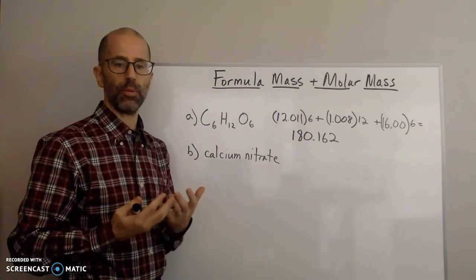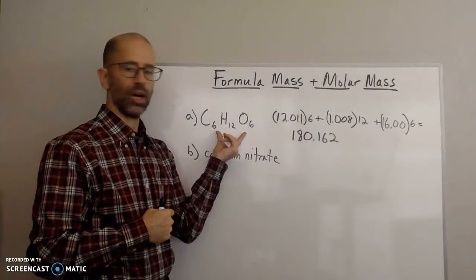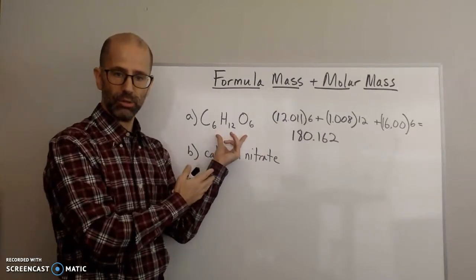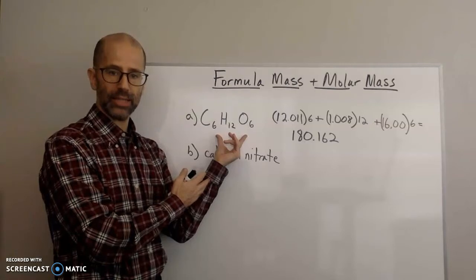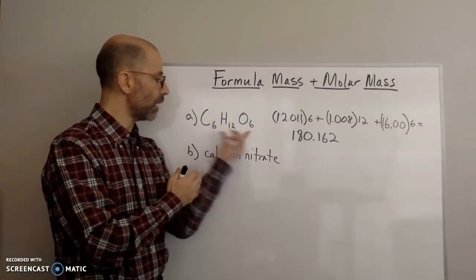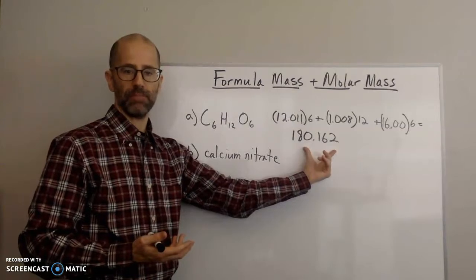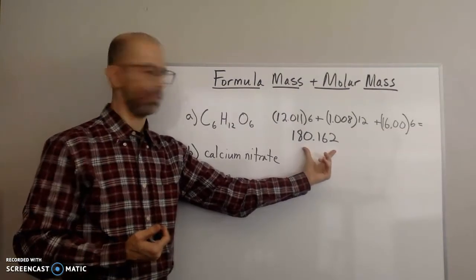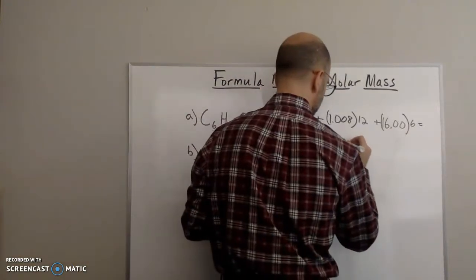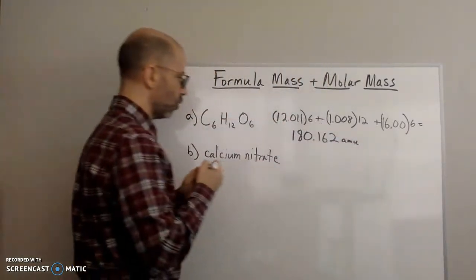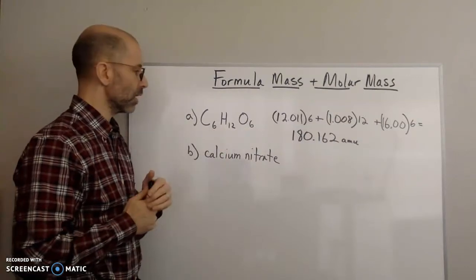Now, if it's the formula mass, then this is going to be the mass of one molecule. This is a molecule. It's a molecular substance. There's no ions here. So this one molecule would be this many AMUs, or atomic mass units. So that would be the formula mass of one of these. That would be the mass of one molecule of glucose.